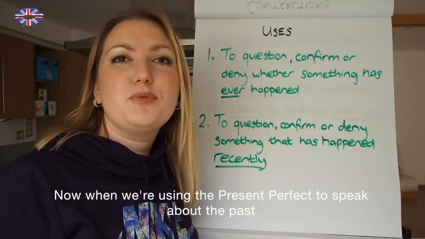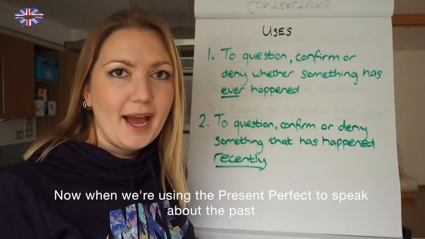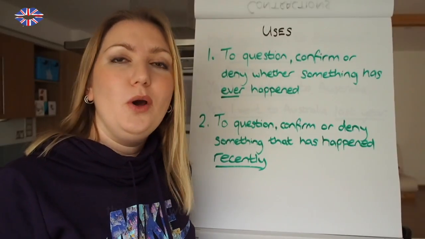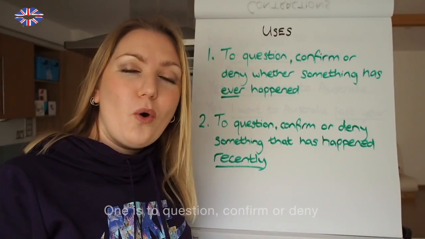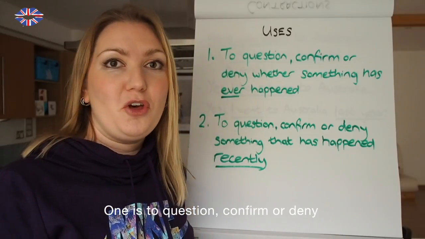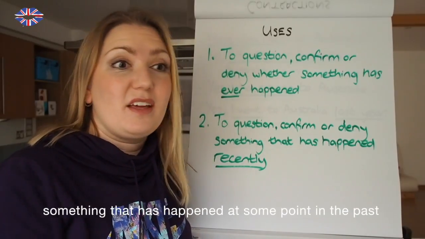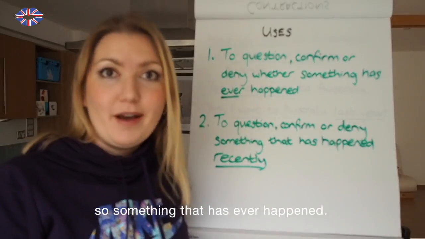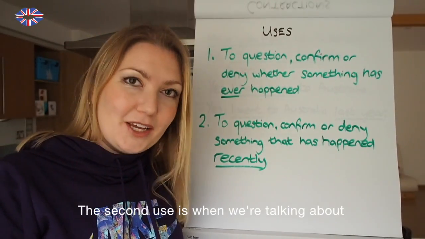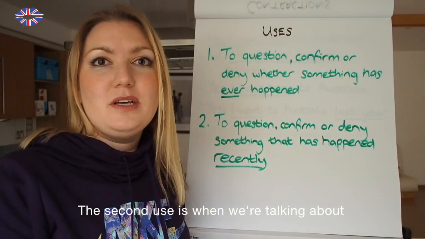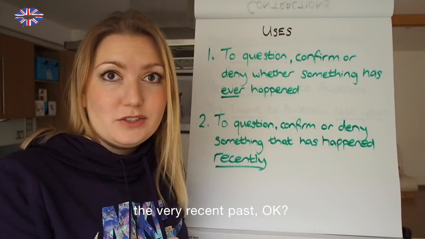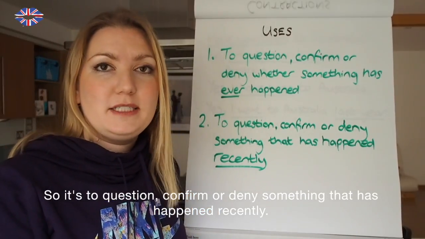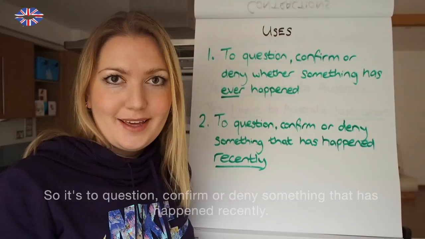Now when we're using the present perfect to speak about the past, there are two situations where we can use it. One is to question, confirm, or deny something that has happened at some point in the past, so something that has ever happened. The second use is when we're talking about the very recent past, okay? So it's to question, confirm, or deny something that has happened recently.